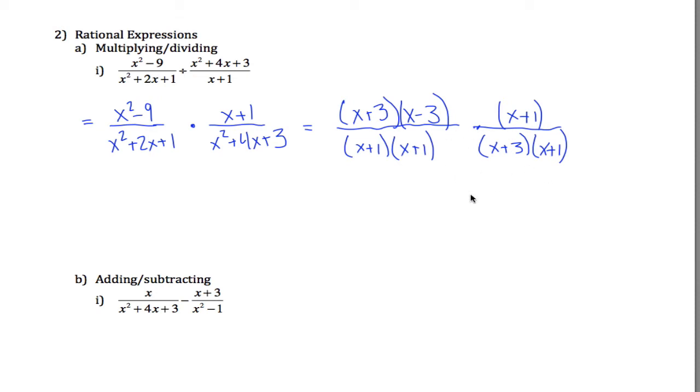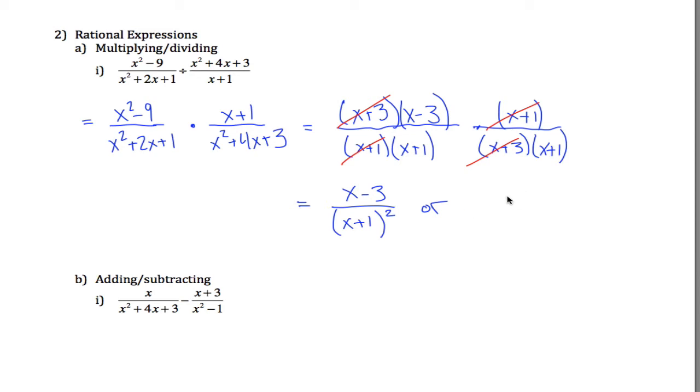And now that it's written like this, it's a little bit easier to see what can cancel out. Just like I canceled out with my fractions, instead of multiplying straight across, I can cancel out this x plus 3 and this x plus 3. Cancel out this x plus 1 and this x plus 1. It looks like that's all I can do. So what I'm left with on the top is x minus 3. And what I'm left with on the bottom is x plus 1 times x plus 1, or x plus 1 squared.